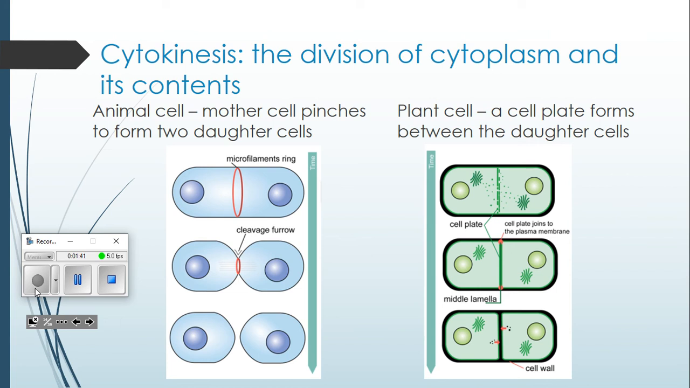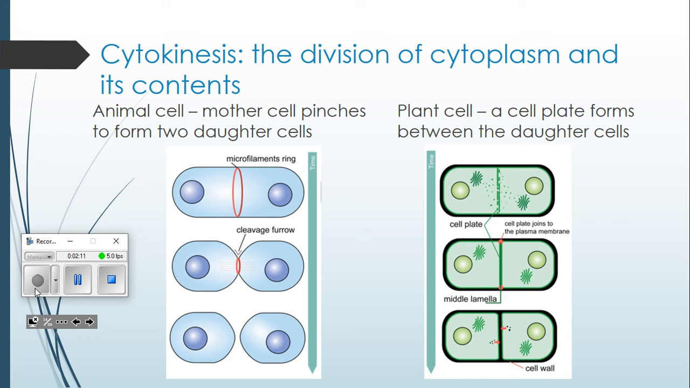So if this is my elongated animal cell, the way that the pinching happens and then finishes is we have these little microfilaments that cause the cell to pinch and then separate. You do not need to be able to describe the mechanism through which this happens. You should recognize that it happens. In an animal cell, the mother cell pinches. That's how the cytoplasm gets divided.